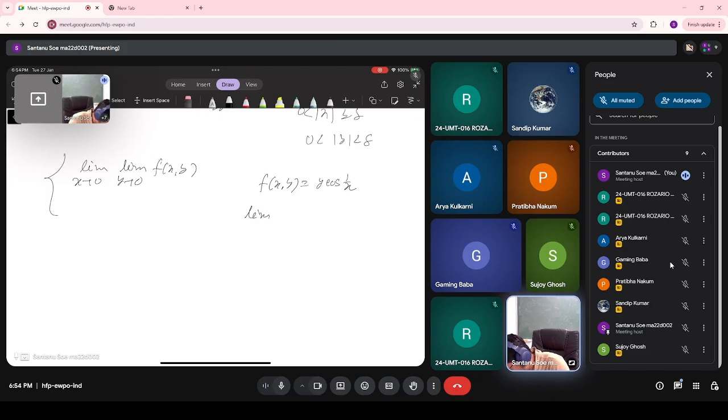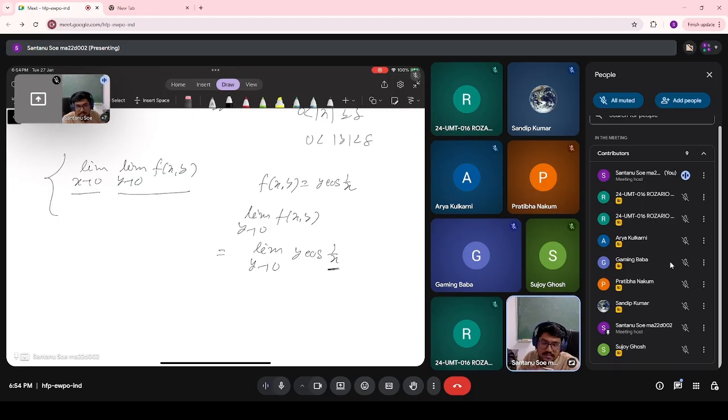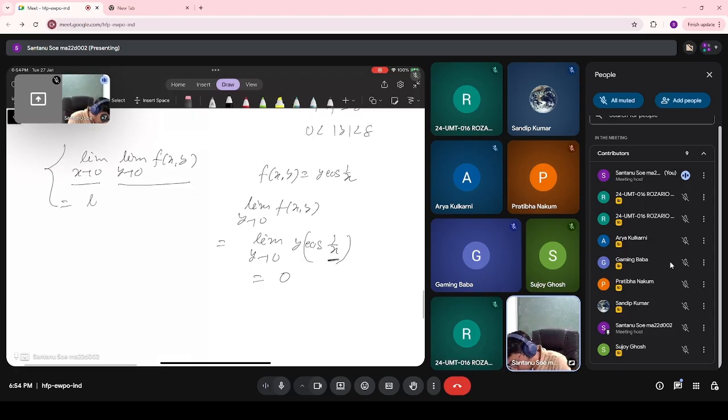So first you have to calculate this limit. Then you have to calculate this limit, right? So now we can see that limit y tends to 0, f of x comma y is nothing but limit y tends to 0, y cos 1 by x. Now see this x as a constant because here x is not a variable. So see this cos of 1 by x as a constant. Now as y tends to 0, this limit is 0. Correct. So that means this is nothing but limit x tends to 0 of 0. So this is 0.